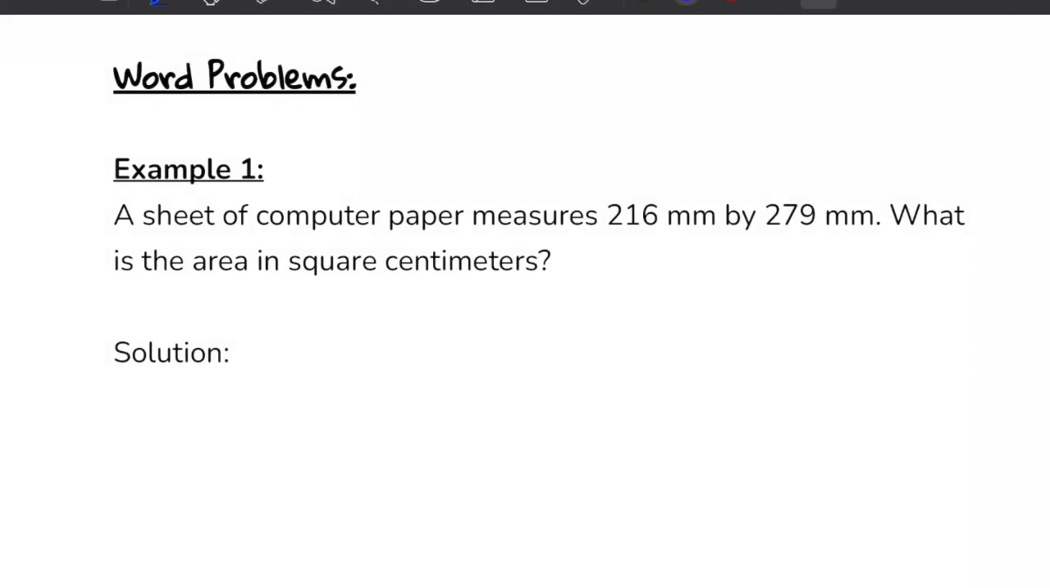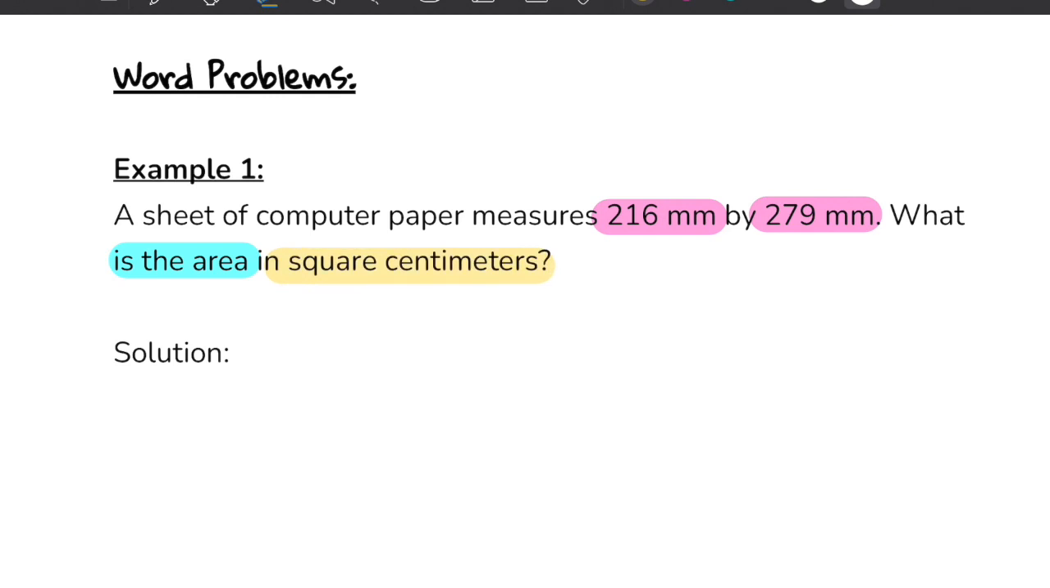In this video, we are going to take what we learned in part 1 of converting metric units of area, and we're going to apply it to word problems. So let's begin. Example 1 says, a sheet of computer paper measures 216 millimeters by 279 millimeters. Okay, we're going to assume that this computer paper is in the shape of a rectangle. So we have length and width. The question is asking, what is the area of the sheet of paper, but they wanted in square centimeters.